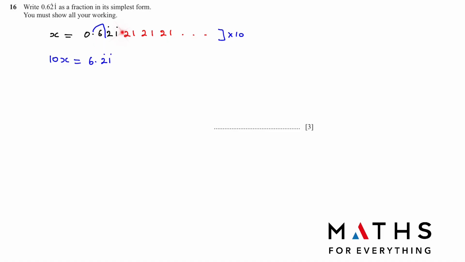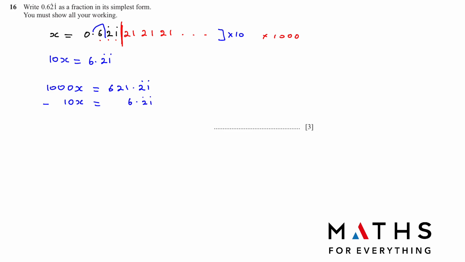Usually we subtract from 10x the x that is here. But here the numbers after the decimal are different. I have a 6 here, I got a 2 here. I need to get a 2. For that reason, I will need to multiply by 1000 because I need the decimal here. So there are 3 digits, therefore 1000. 1000x is equal to 621.21 recurring. From this one, we are going to subtract 10x.